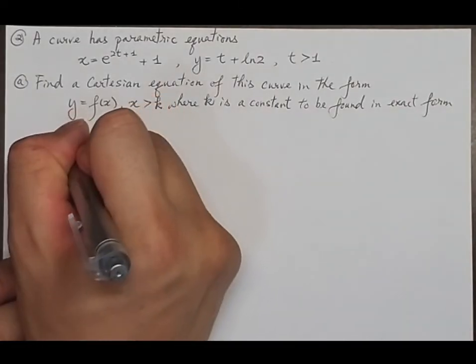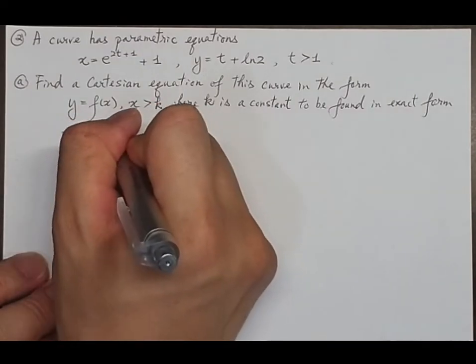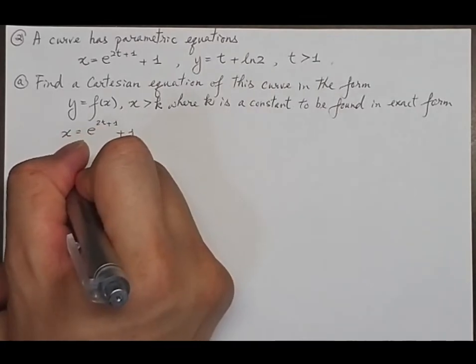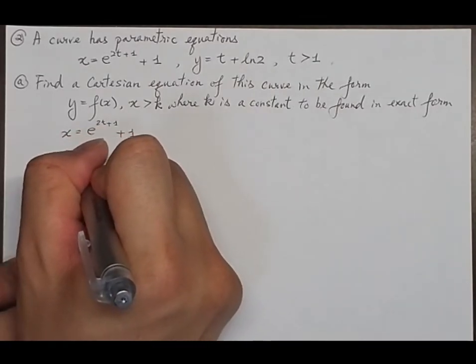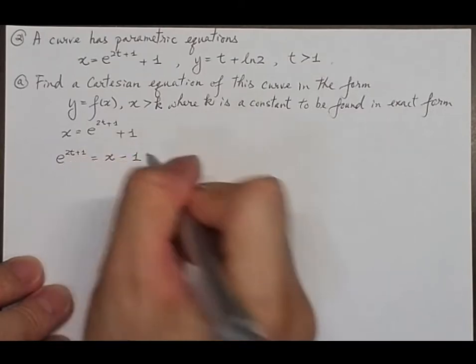So if we have x equal to e to the power 2t plus 1, plus 1, so e to the 2t plus 1 is equal to x minus 1.